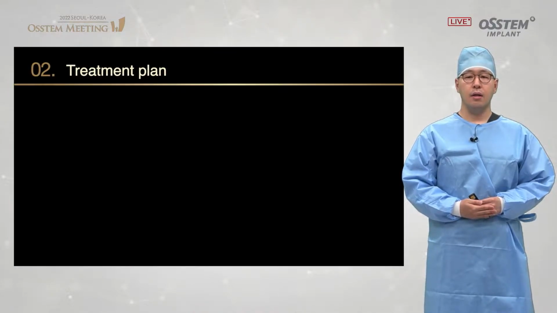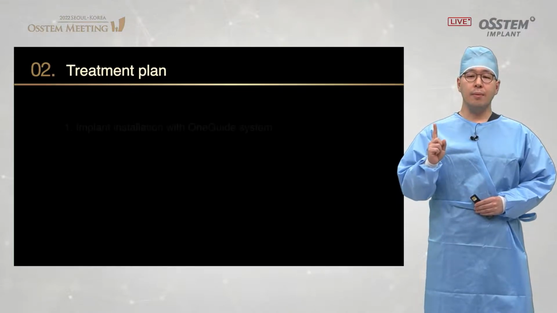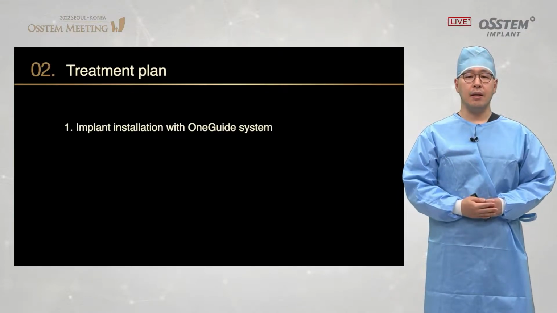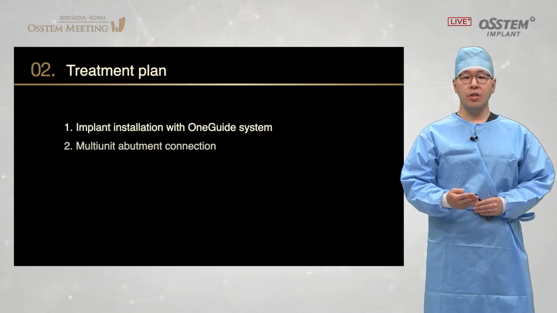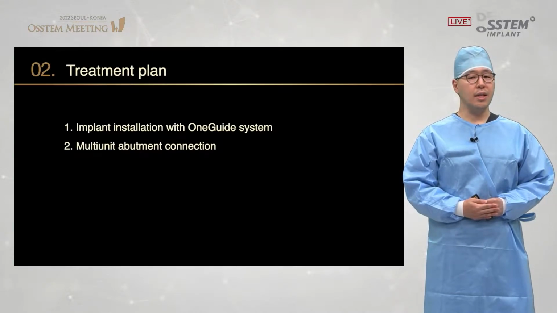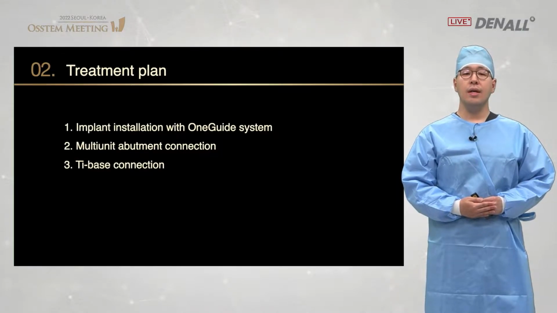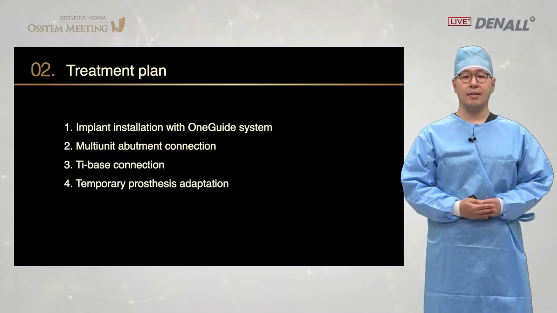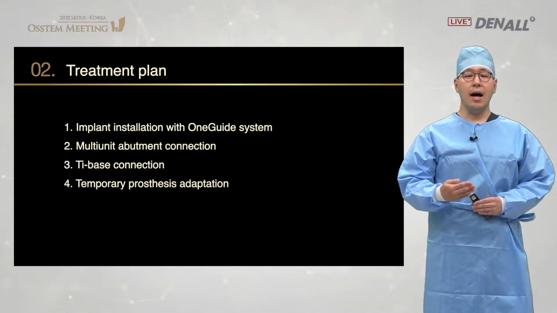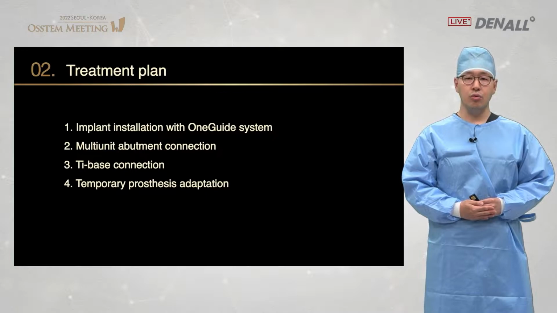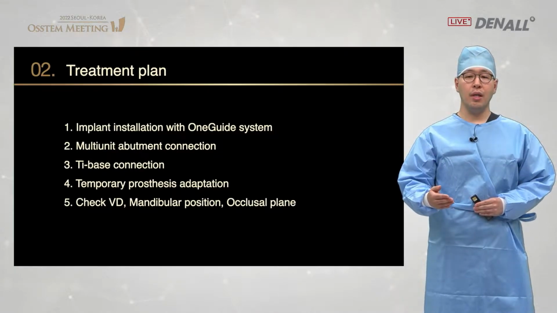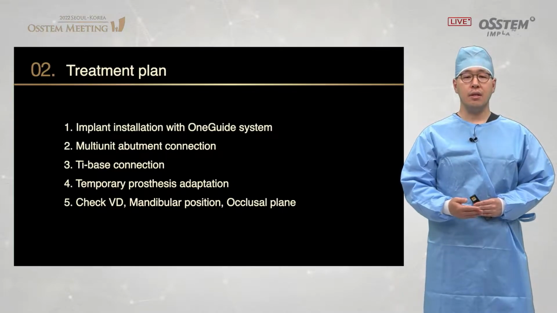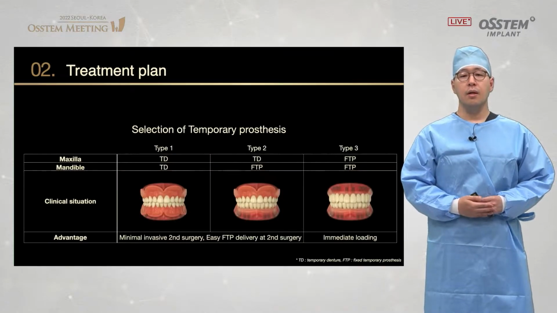So today's treatment plan summary. First, implant will be placed with OneGuide system. Mandible first, and multi-abutments will be connected. Multi-angled abutments will be connected, and TI base will be connected, and temporary prosthesis adaptation will be checked. In both jaws, adaptation will be checked, and the vertical dimension, mandibular position, and occlusal plane will be checked again.